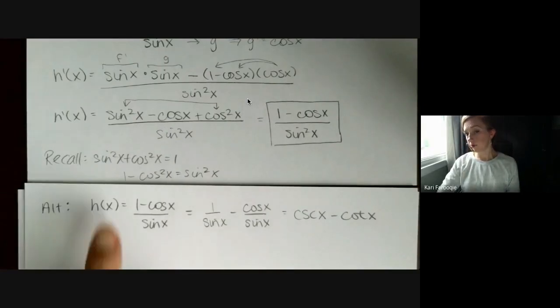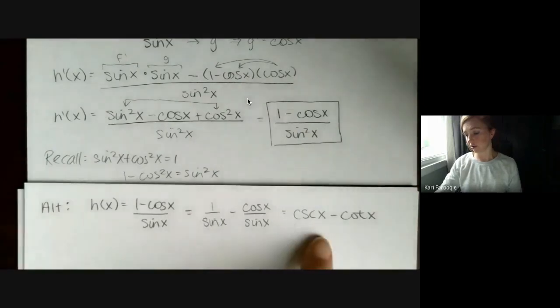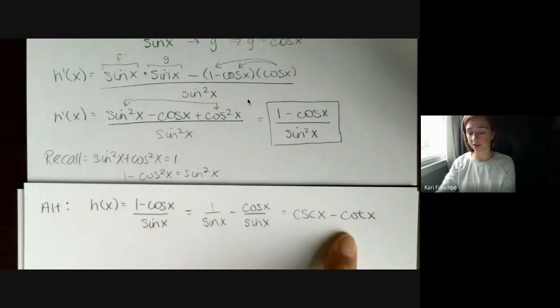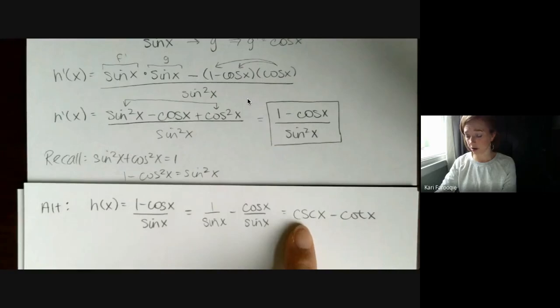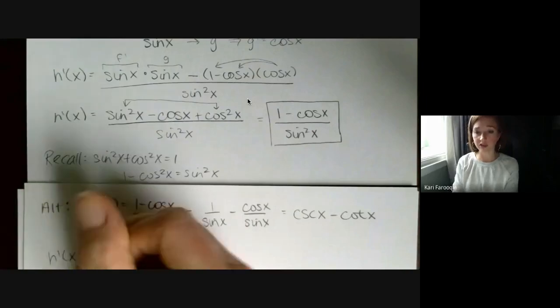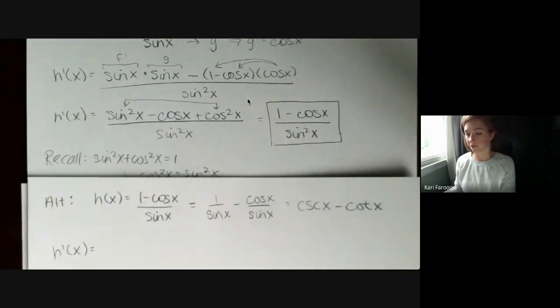So you could rewrite your function h of x like this. Now that looks completely different, and that means your derivative is going to be completely different. Also notice that this particular derivative doesn't require the quotient rule, and it doesn't require the product rule. So when you go to take h prime of x, you actually have less work to do in this instance.